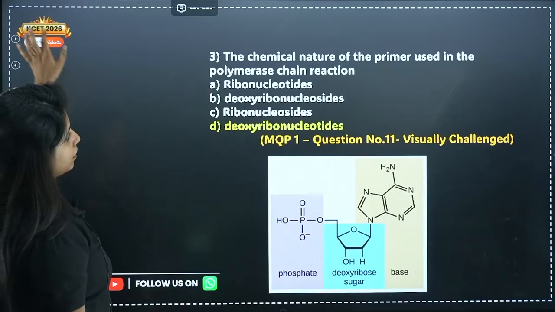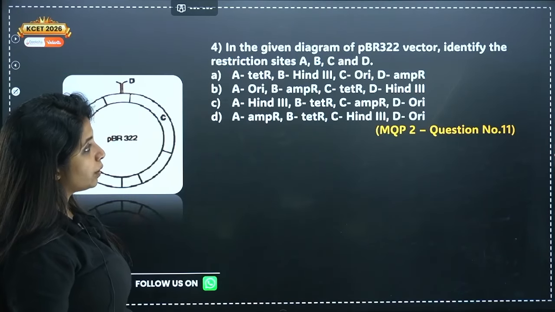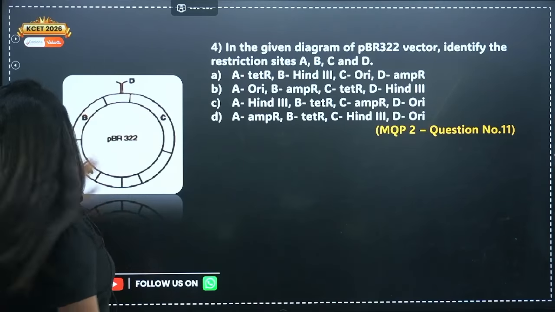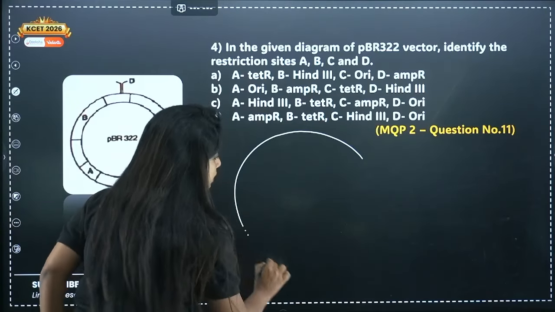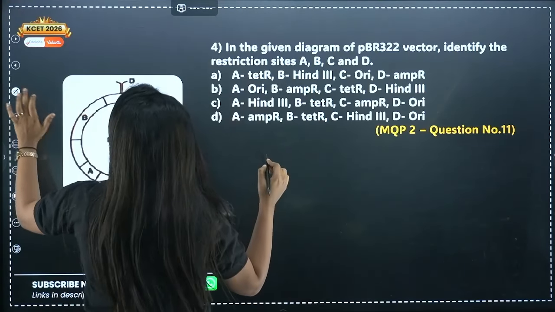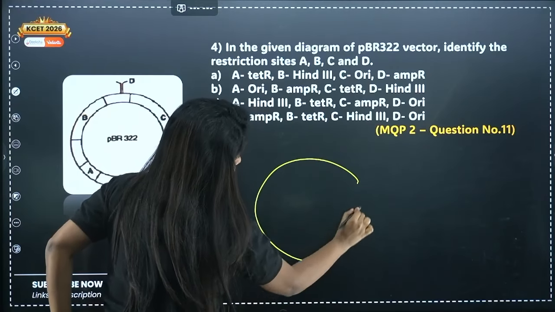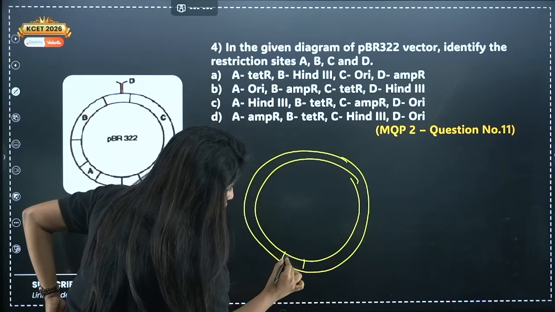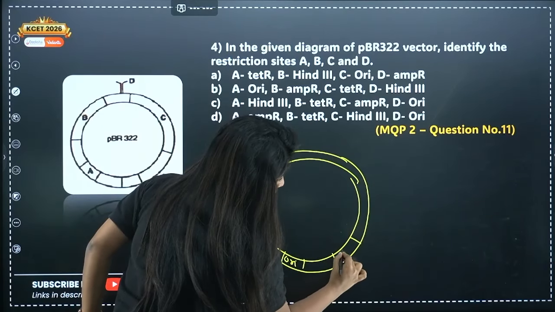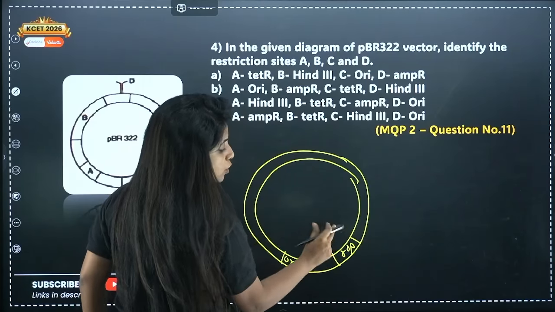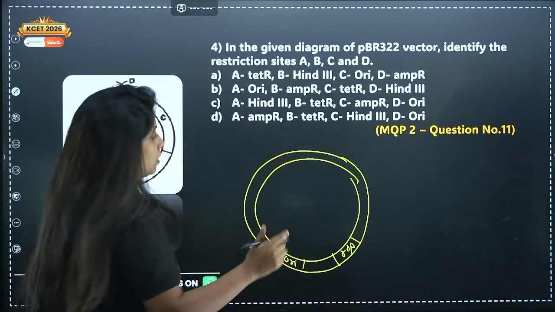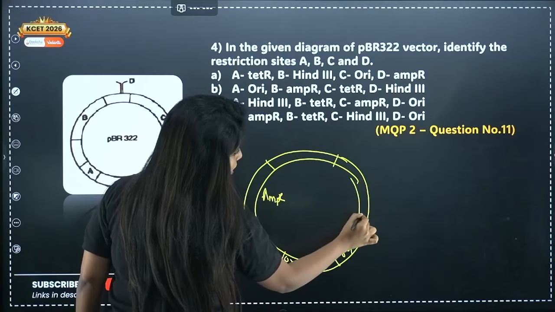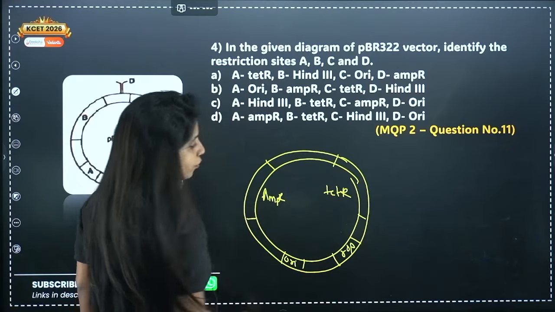Now, in the given diagram of pBR322 vector, identify the restriction sites A, B, and C, and also D. Always remember this particular picture. This picture should be there in your head even when you sleep. So, one origin of replication site over here, one ROP site over here. ROP is a protein which is super important for replication to happen. You have two antibiotic resistance genes. One is the ampicillin resistance gene over here, and one is the tetracycline resistance gene over here.